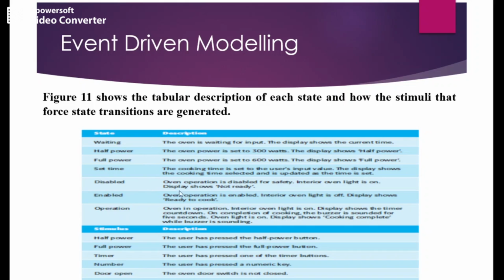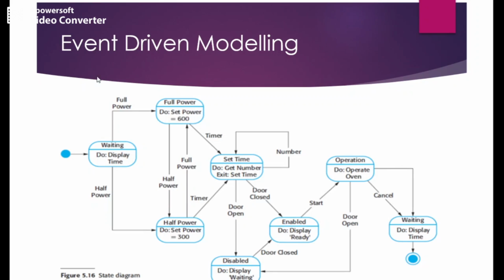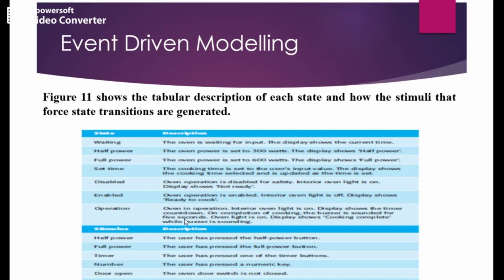Now next, what is left out is the stimulus. We have seen the different states in the microwave oven. Now we'll see the stimuli. The first one is half power. You can see here in the diagram, once the stimulus half power is received, your microwave oven state will move from waiting to half power, meaning the user has pressed the half power button.